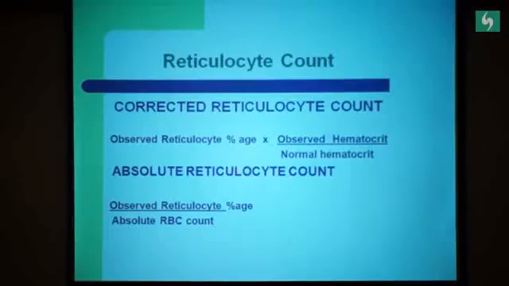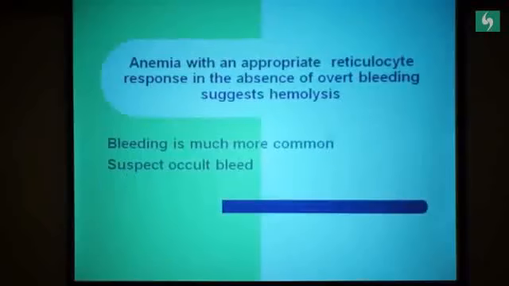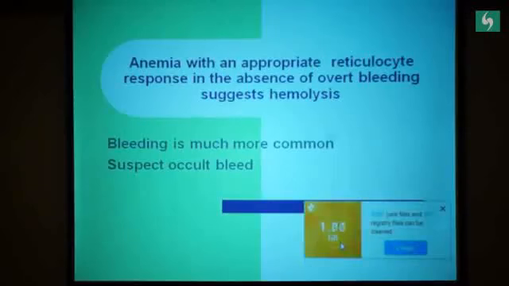Now suppose there is an anemia and we are getting an appropriate reticulocyte response. So suppose there is a hemoglobin of 8 and I am getting a retic count which is 3% or 2.5%, and I feel there is no bleeding happening. Then it means that I have to rule out hemolysis. Bleeding is much more common than hemolysis. So any patient with anemia who has high retic, first rule out bleed. Hemolysis comes second. And when we suspect hemolysis is something that I am going to discuss with you now.